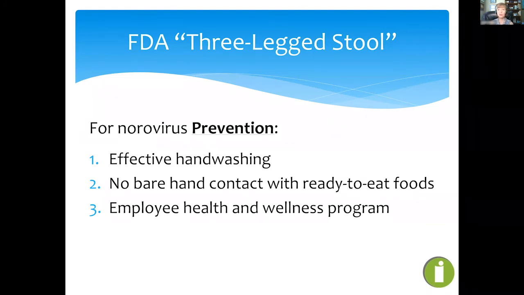So that is the prevention. The 3-legged stool that FDA has put in place is to make sure that we prevent norovirus from ever happening, because it's a really tough pathogen to control once we have an outbreak. So preventing it is so very important by making sure that we're washing our hands, not touching foods with our bare hands, and then making sure that we only work whenever we're well. So we want to make sure that we have no sick employees coming to work.